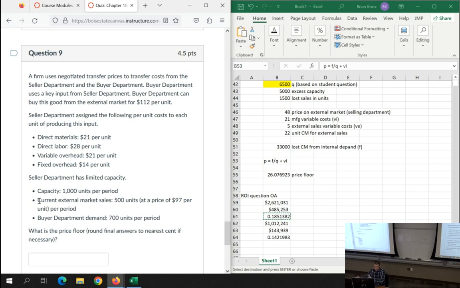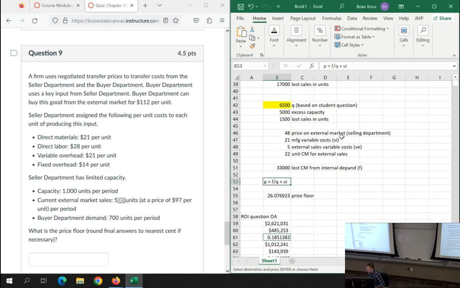I've formulated this slightly differently. The question's stated a little differently, this part here. External market demands 500 units, or we can sell 500 units at a price of $97 per unit. Buyer demand is 700 units per period. Okay, so our excess capacity is our total capacity minus what we sell to the external market. So 1,000 minus 500 gives us 500 units of excess capacity. So we can start from that point with basically the same setup as here.